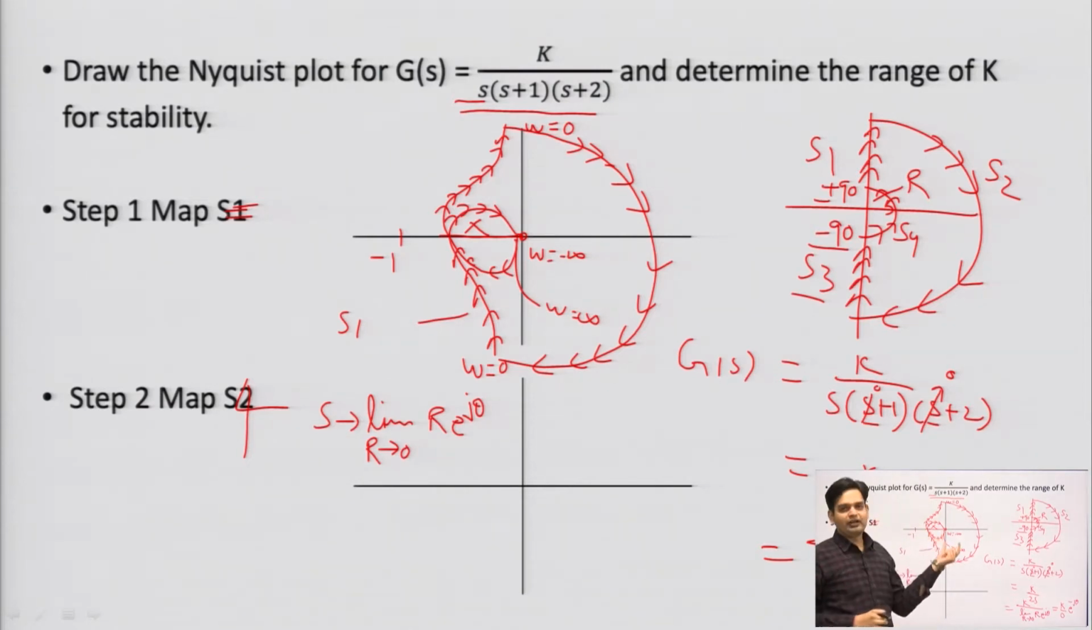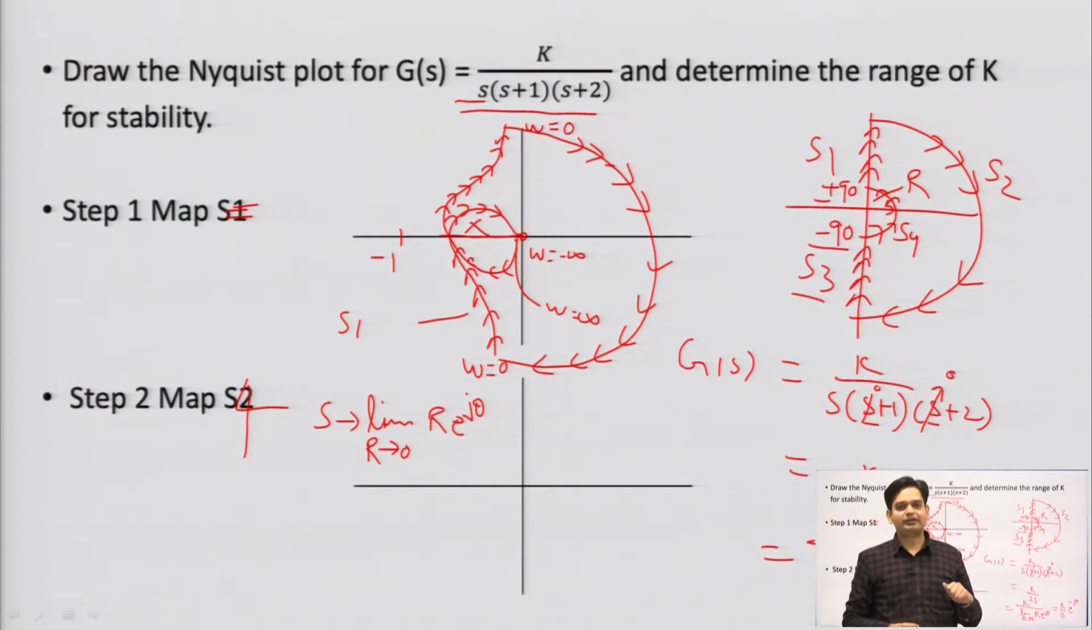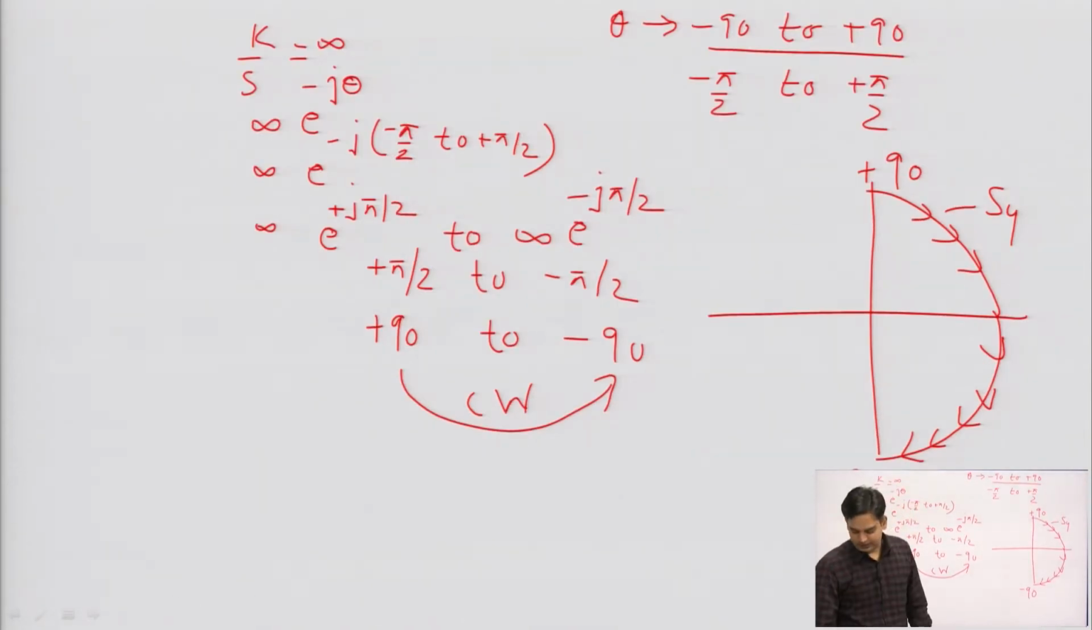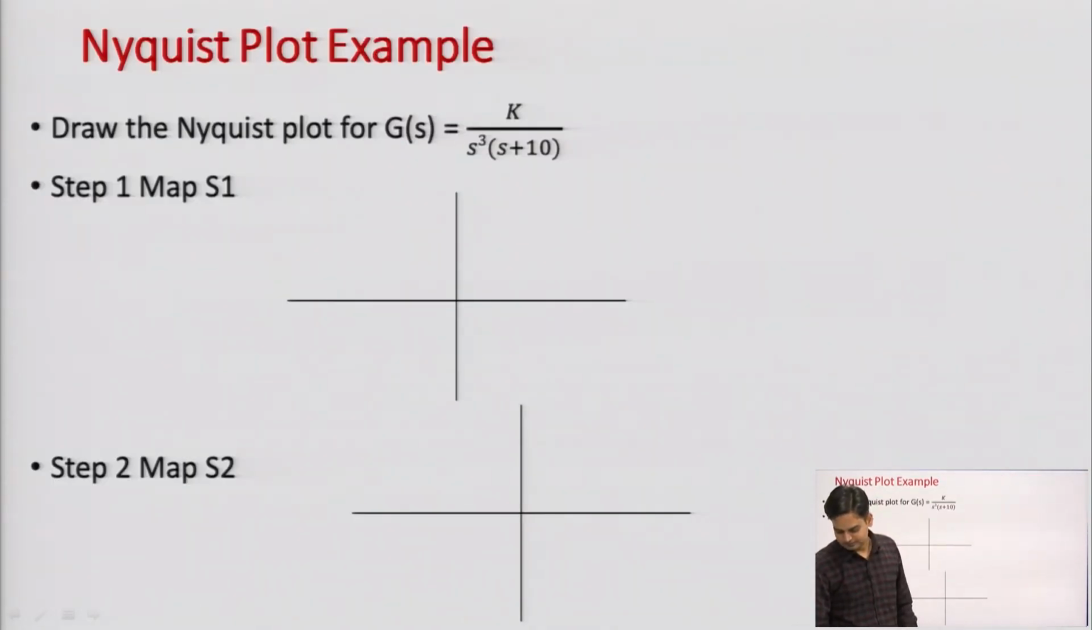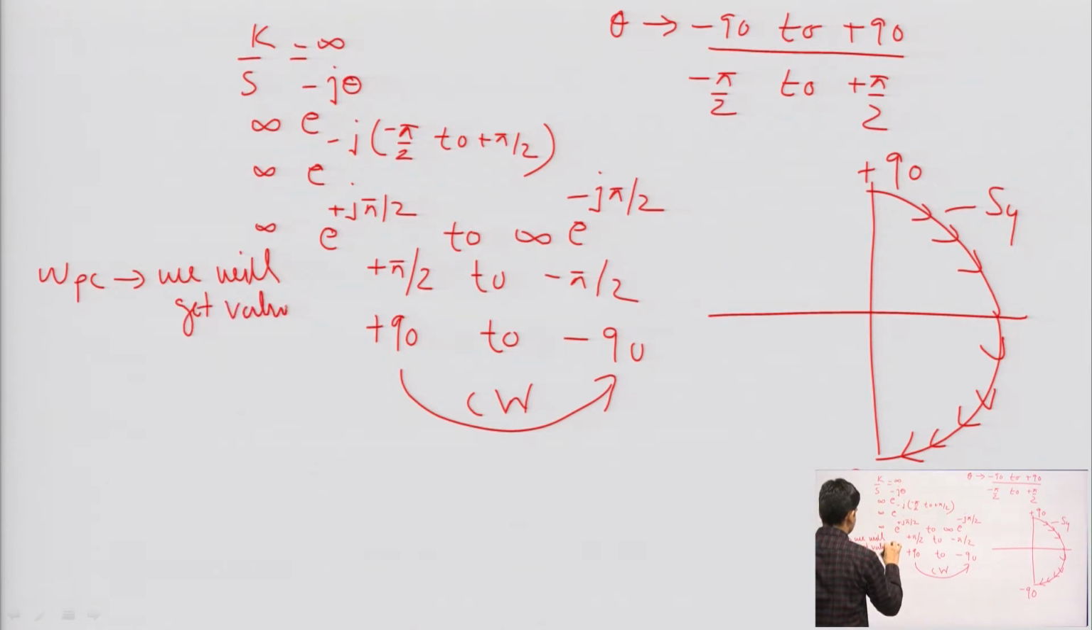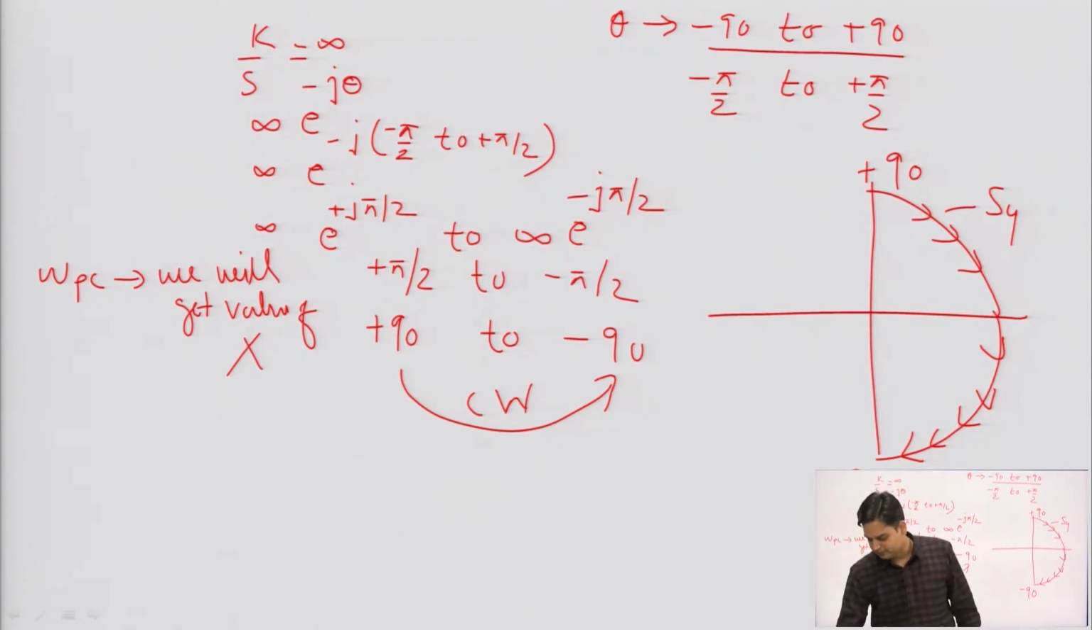So, what do I need to do? How can we determine this value x? What is this intercept value? For that purpose we will determine omega p c. With the help of omega p c we will get the value of x.